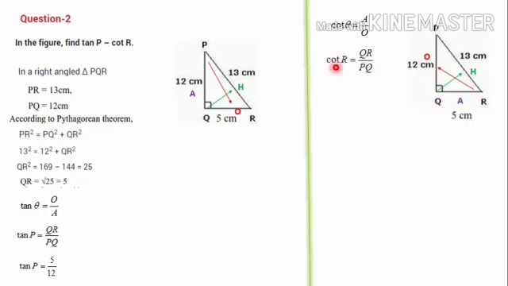Then cot R we have to write is equal to A divided by O. Here A is QR and O is PQ. So QR divided by PQ. Substitute the values. QR is 5 and PQ is 12. So cot R is equal to 5 divided by 12. So we have got tan B value as well as cot R value. Just calculate it. That is tan B minus cot R is equal to 5 by 12, which is tan B value. Cot R value is also 5 by 12. So 5 by 12 minus 5 by 12 is equal to 0.